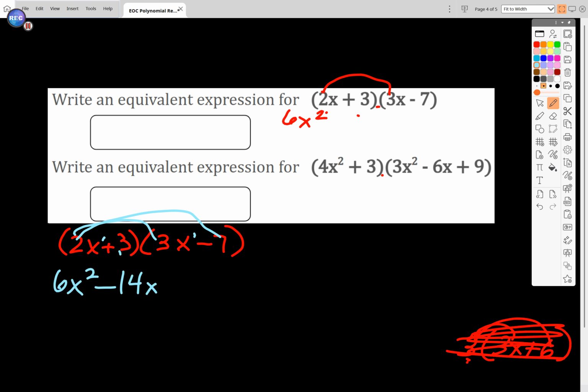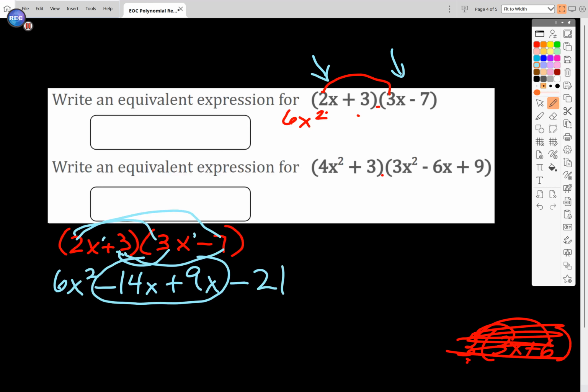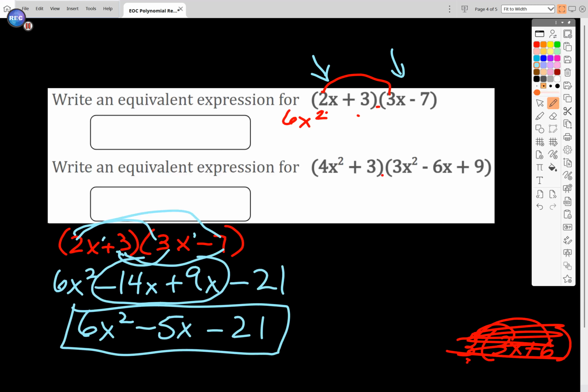Now we distribute the 3 the same way. 3 times 3x, positive 9x. 3 times negative 7, negative 21. Now the like terms are always going to be in the middle when you're multiplying 2 binomials like this. So always combine these in the middle. Negative 14x plus 9x is negative 5x. The first and last term always just come down. And that's your answer for number 1 here.